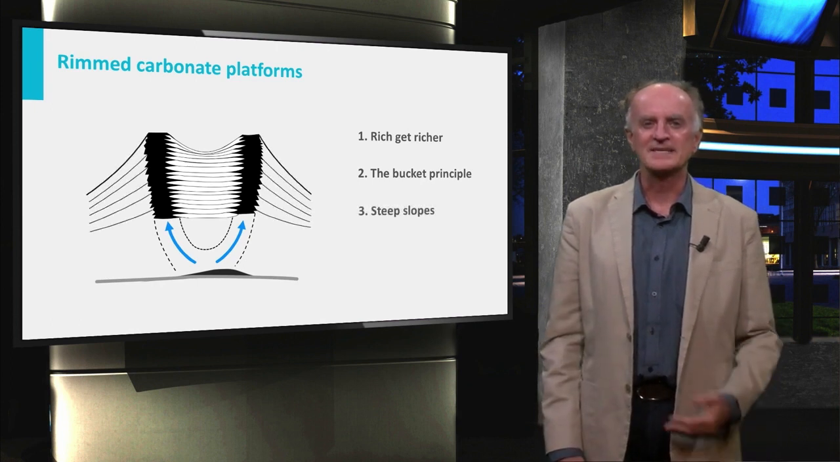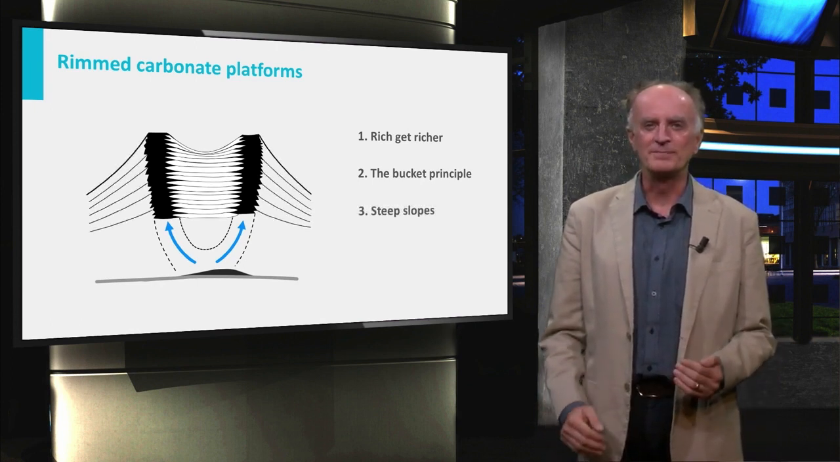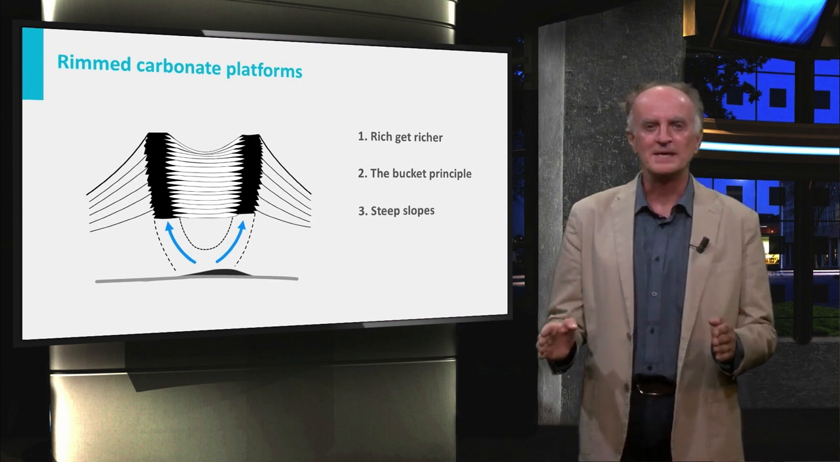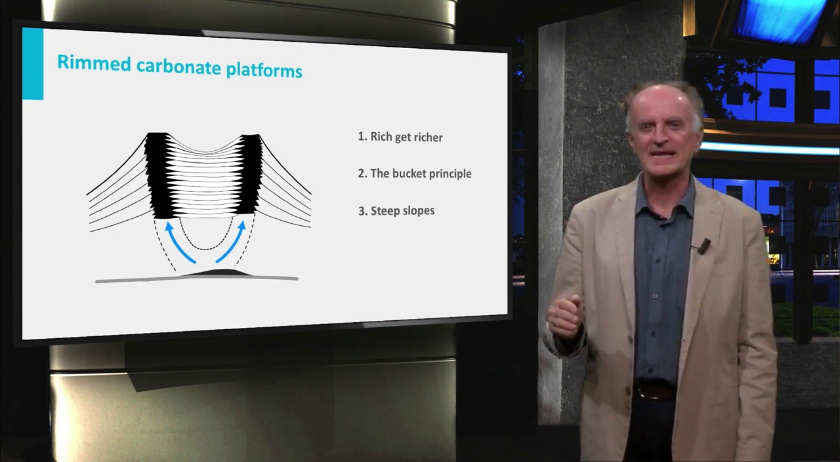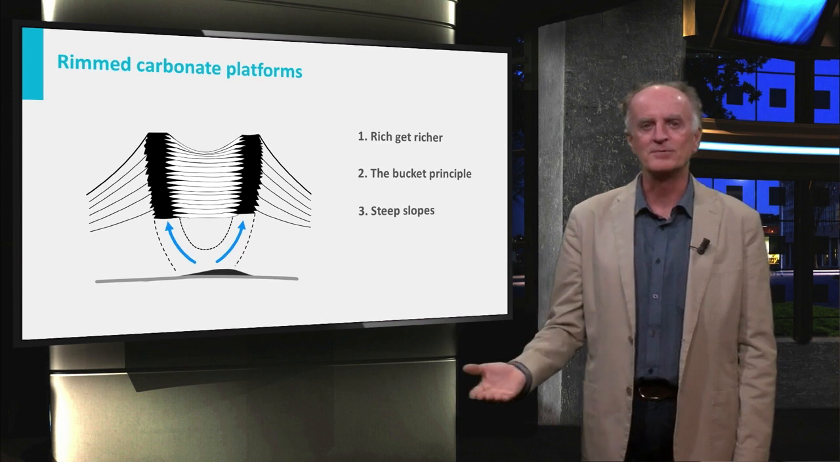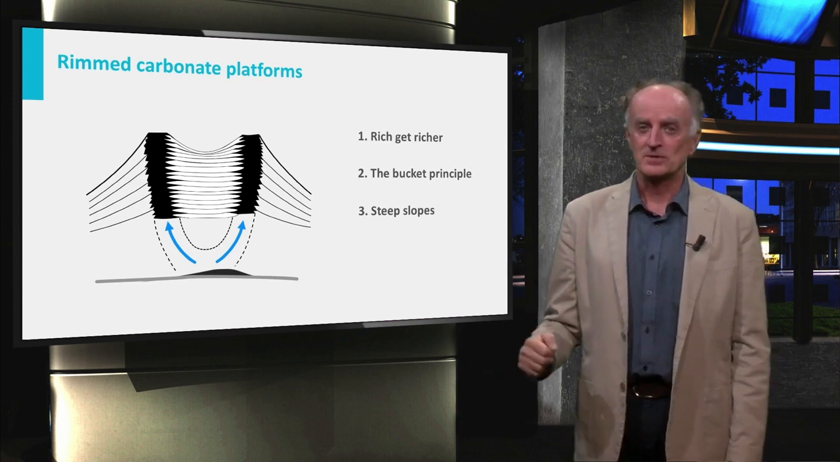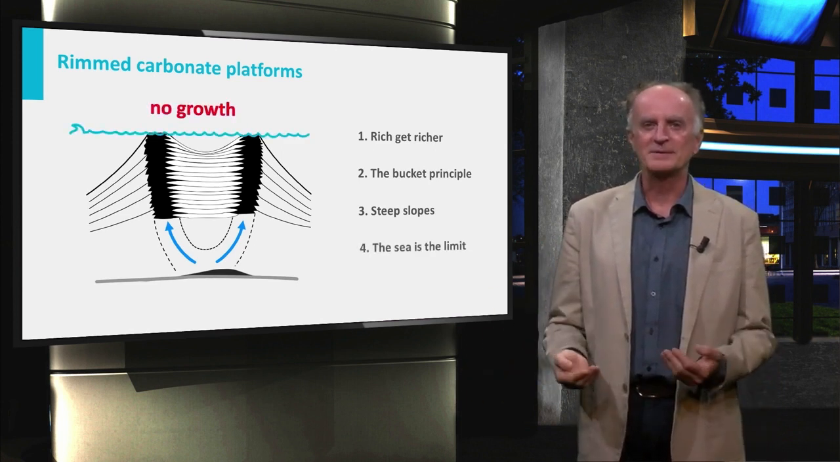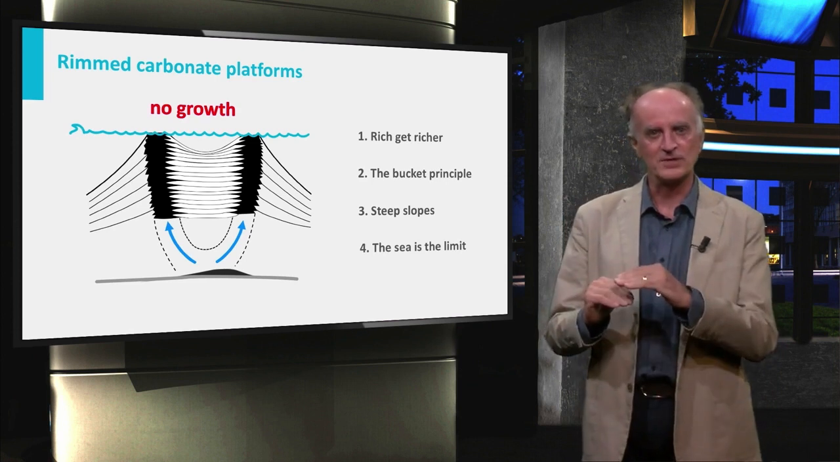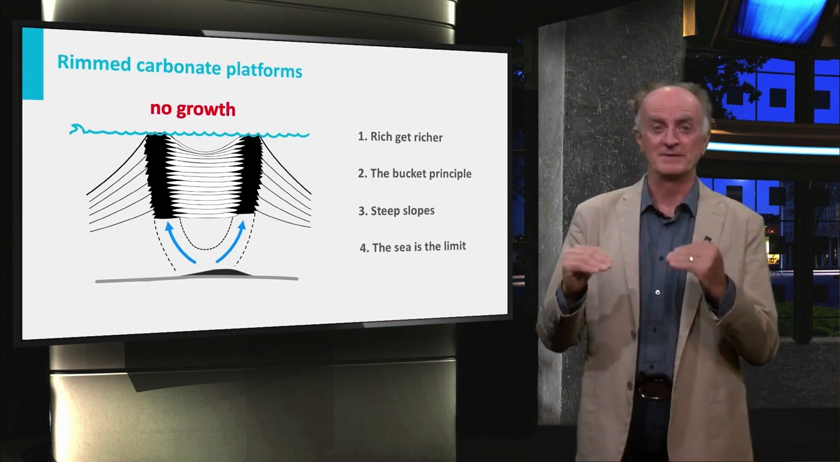Different from siliciclastic systems, carbonates are able to build very steep slopes, implying that the rim platform can laterally pass quickly to very deep waters. Because it is dependent on life, carbonate production is limited to the photic zone and cannot take place above sea level.